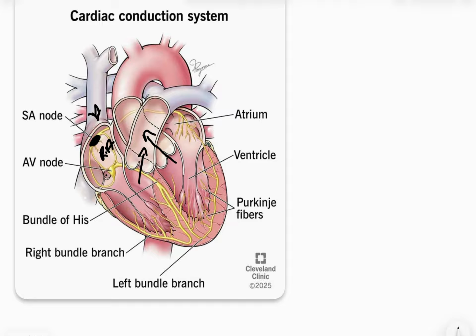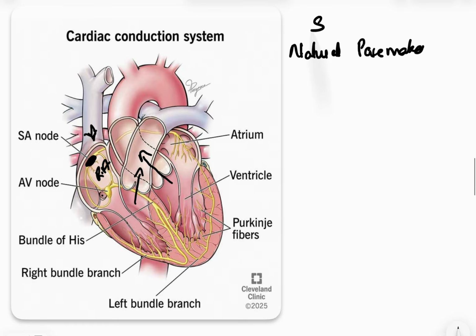SA node is also known as the natural pacemaker, because it initiates the impulses for contraction. It is situated in the junction between the superior vena cava and the right atrium.